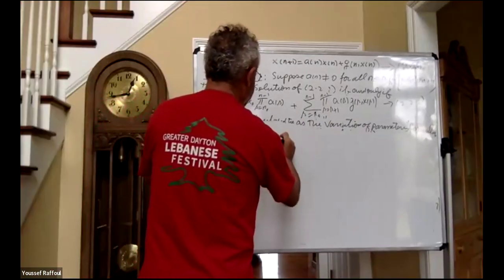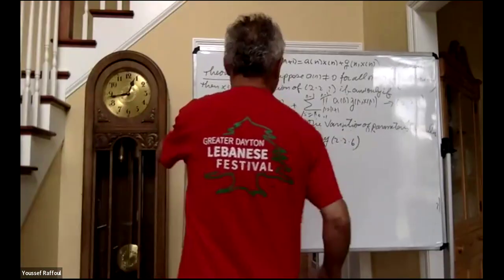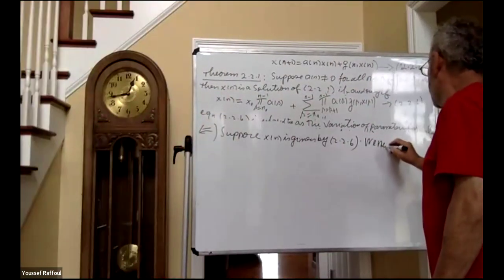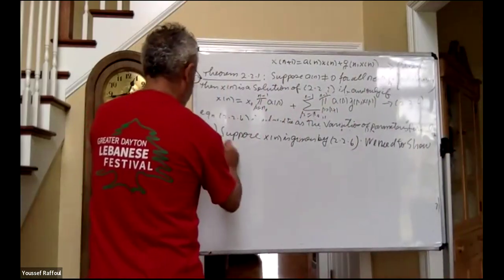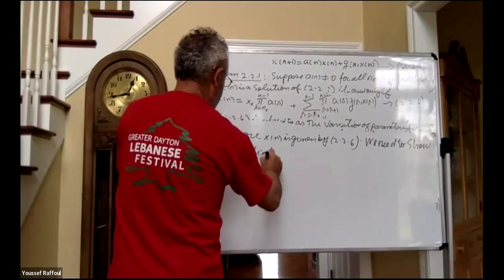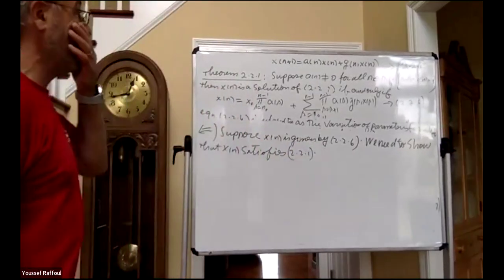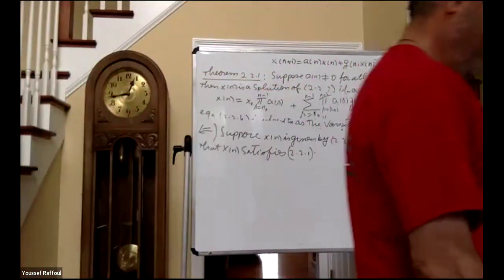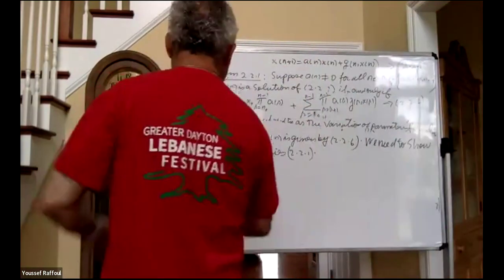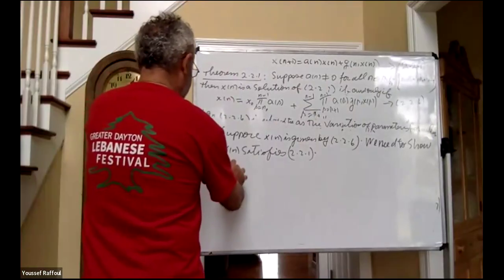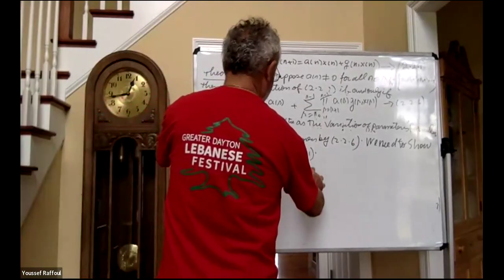Suppose x_n is given by 2.2.6. Now, we need to show that x_n satisfies 2.2.1. Okay? So let x_n be given by 2.2.6.